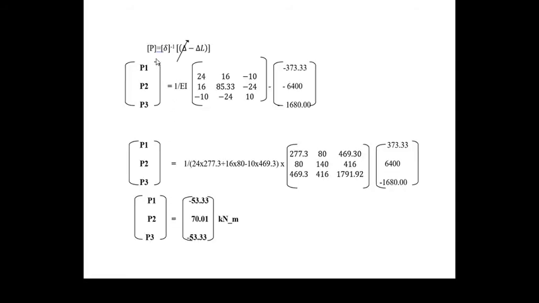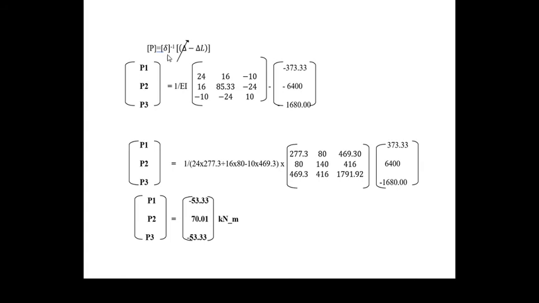Then the well-known equation, that is P is equal to minus small delta inverse of delta minus delta L. Here 3 unknowns are there. What are those? That is HD, VD and MD. These are the 3 unknowns, we treat them as P1, P2, P3.